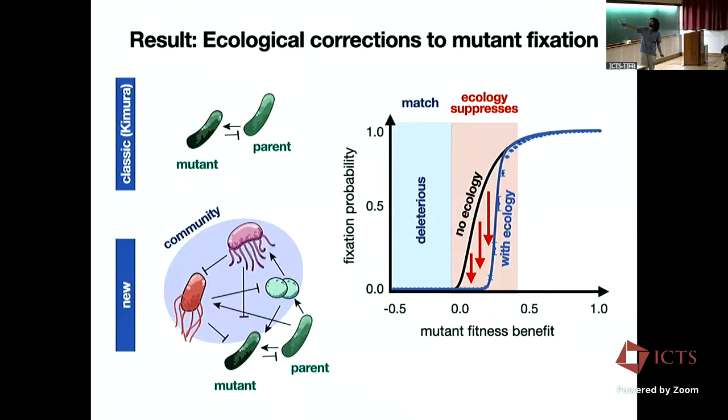beneficial mutations. So for instance, look at this one over here with a fitness benefit of about 0.1 or 0.2 or so. Just with the Kimura formula, you would expect a fixation probability of close to half. But then in the presence of the community, for these particular parameters, you would expect a very, very low chance of fixation. So it's really a strong effect that you can have. And then, of course, once you have a mutation that gives you a large enough fitness benefit, you'll start to match what you get with the Kimura formula.